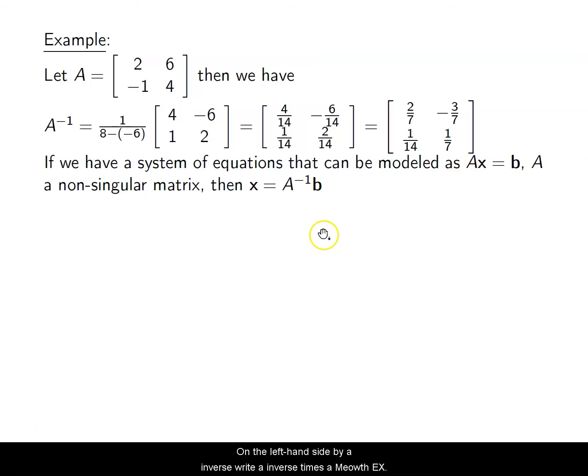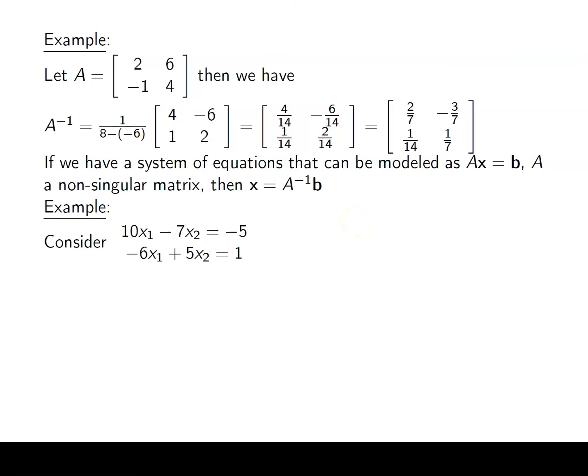A inverse times A will give me out X, and A inverse times B will give me A inverse B. So one of the benefits of having a non-singular matrix, something that's invertible, is being able to solve these matrix equations, okay? Or your system of equations is extremely helpful. So let's consider this system. 10x1 minus 7x2 equals negative 5, and negative 6x1 plus 5x2 equals 1.